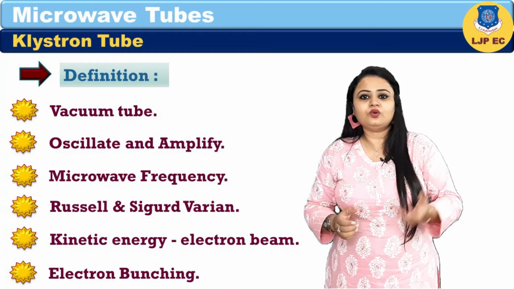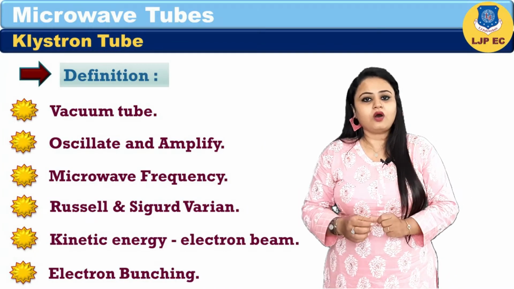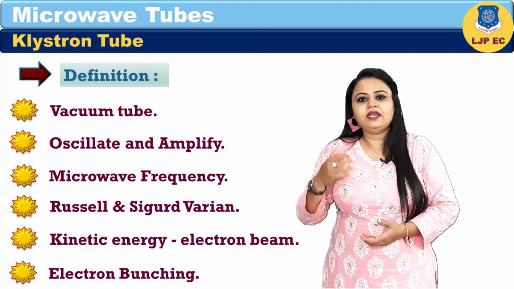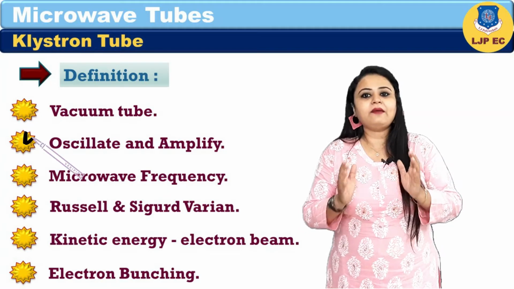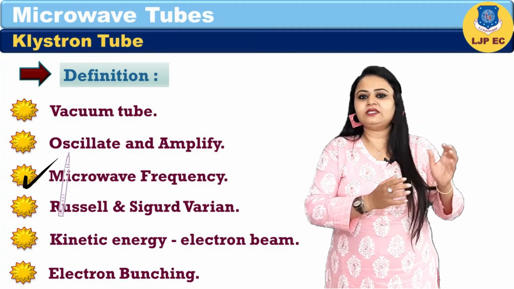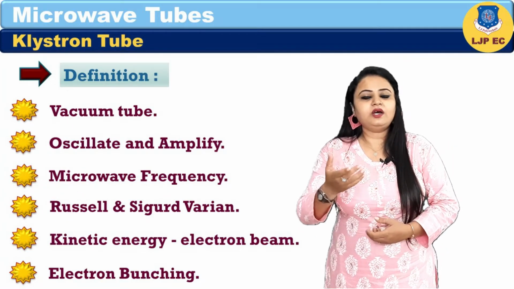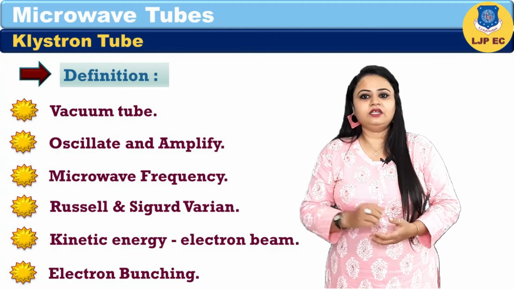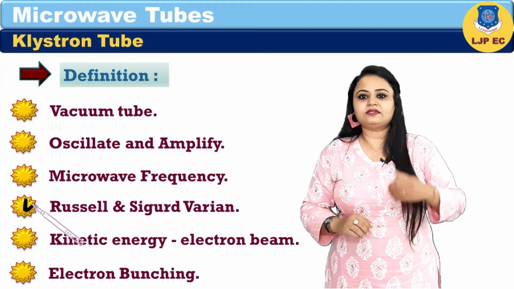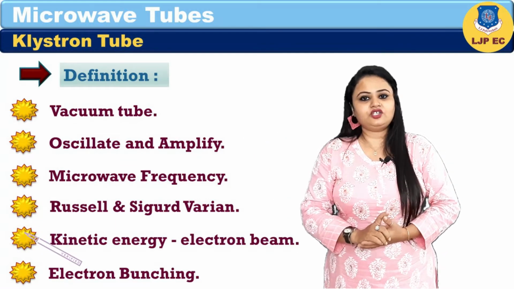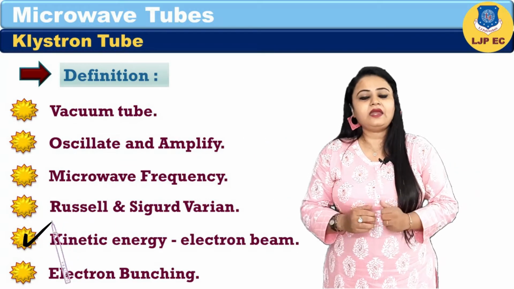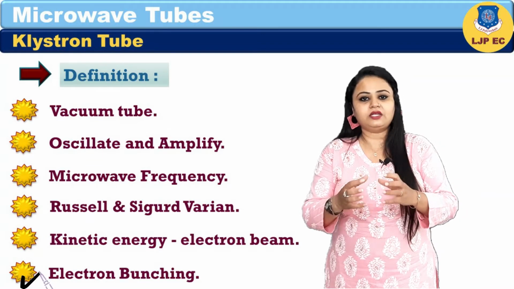Klystron, which is also known as klystron tube or klystron amplifier, is a vacuum tube that is used to oscillate and amplify microwave frequency signals. It was invented by American engineers Russell and Sigurd Varian. The klystron uses the kinetic energy of an electron beam and the concept of electron bunching.